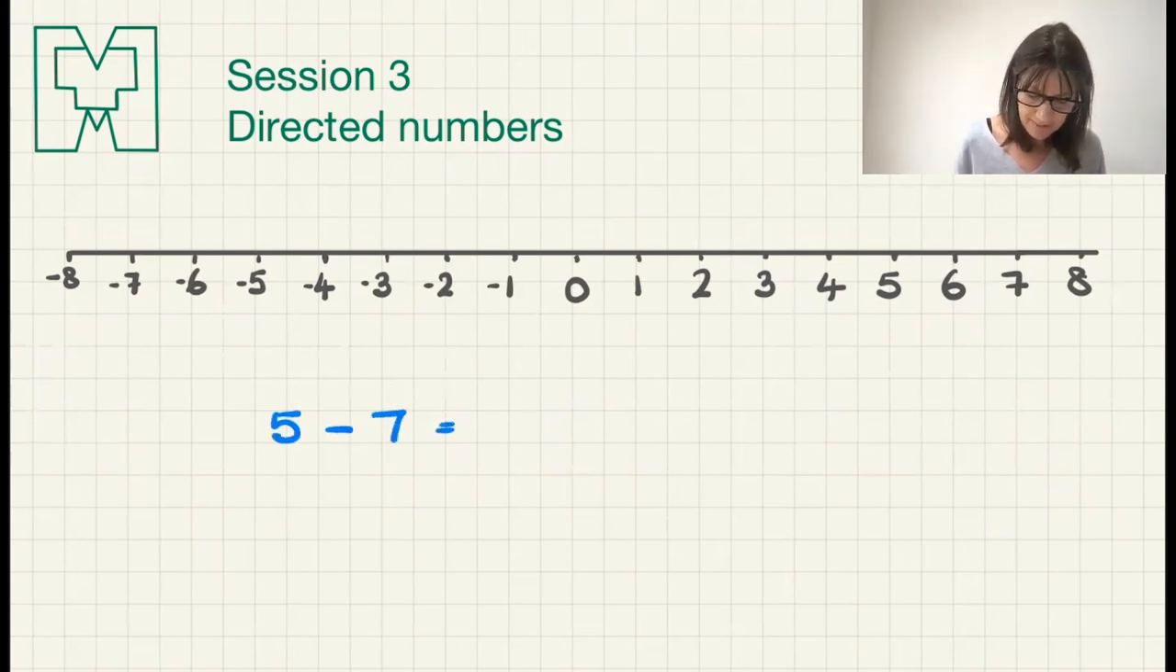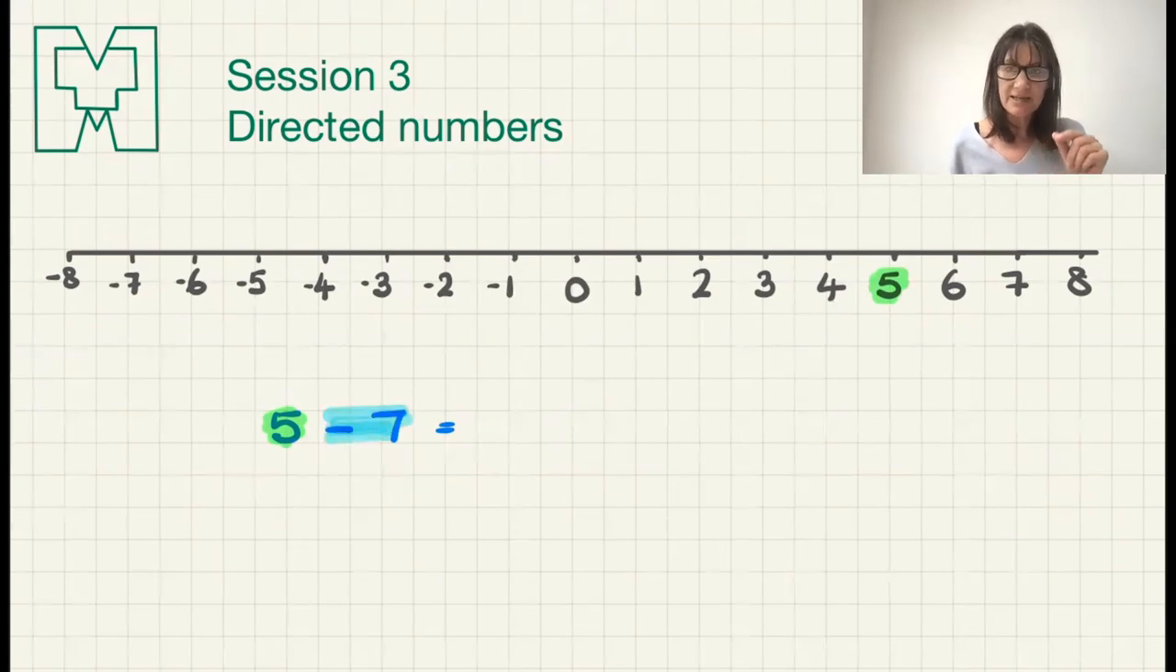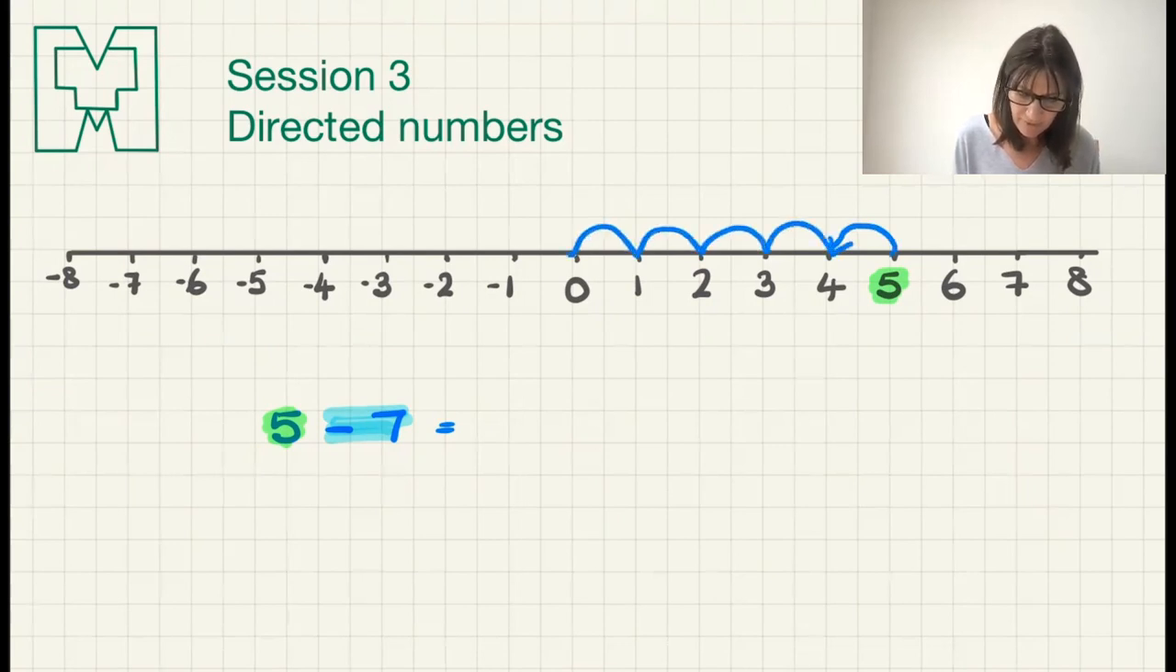So the first number is where I am on the number line. And then this is my directed number. 7 is being directed as a movement down the number line. So it's a minus, so it's going this way. And it's going 7 places. So 1, 2, 3, 4, 5, 6, 7, equals minus 2.